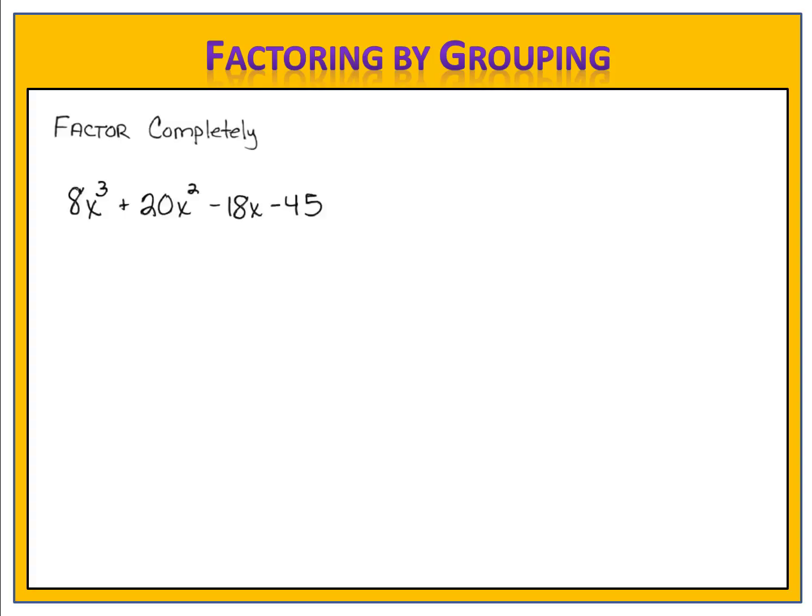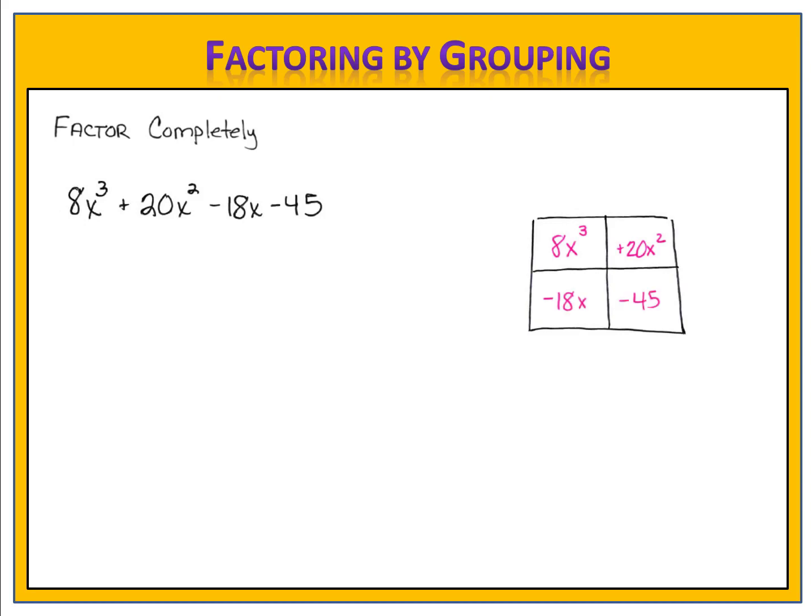Suppose we want to factor the polynomial 8x^3 + 20x^2 - 18x - 45. We have a four-term polynomial and we can use factoring by grouping. We begin by drawing the 2x2 grid and writing each of the terms in the grid. Now that we've done that, we look at the top two terms and we factor out the greatest common factor.